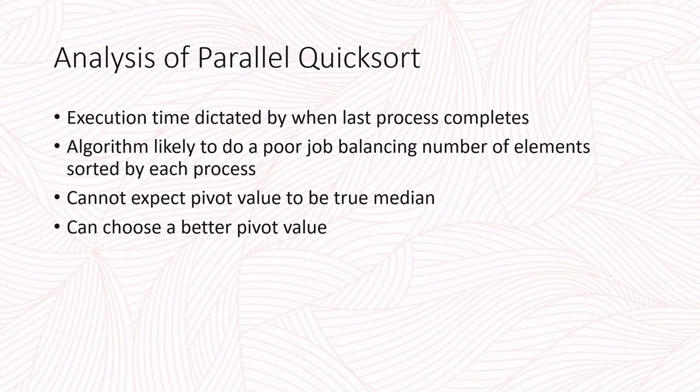Unfortunately, this algorithm is likely to do a poor job of balancing the list sizes because it is based on the pivot value that we choose. If it is almost a median value, the lists would be equally balanced between the processes. Based on the insight given by the analysis, we are moving on to the next parallel algorithm, which is called hyperquicksort.